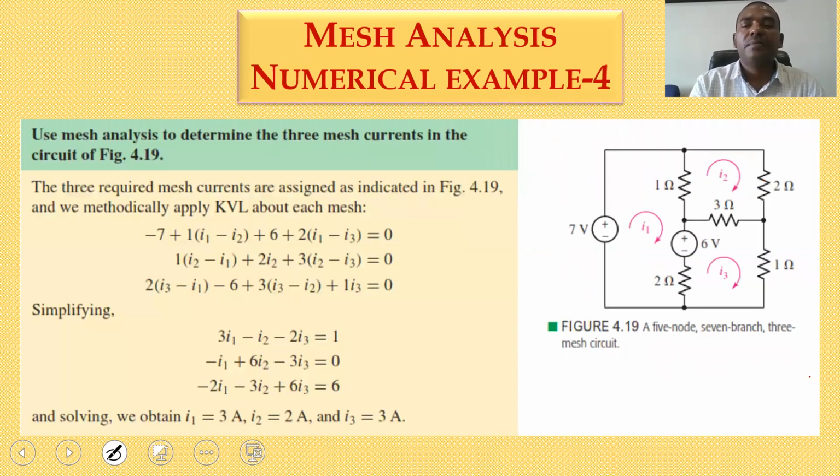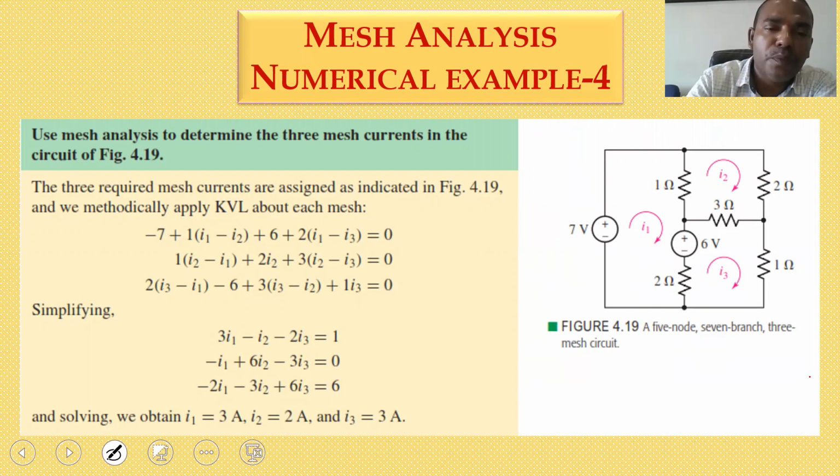Next example, so it is a 3-loop circuit. For this 3-loop circuit, we have to go for the mesh currents I1, I2, I3. So these I1, I2, I3 are moving in clockwise direction. So 3 loops are there. You can get the 3 loop equations.